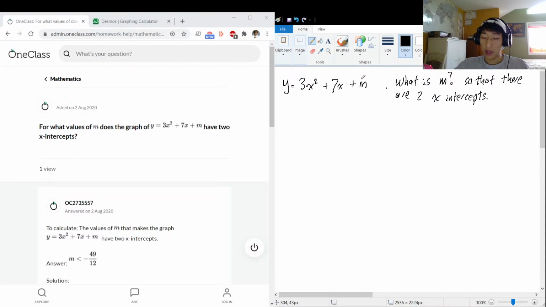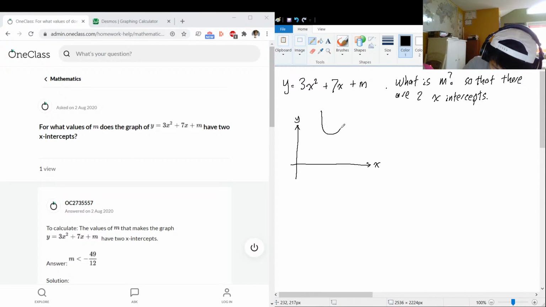Okay, so let's say we have the x-axis like this. Let's call that x, and let's call that y. I don't necessarily know what this graph looks like, but it's just an approximation because I know it's going to be open, like cup shaped or U-shaped instead of hill shaped. So if we have something like this, that means we have a big m.